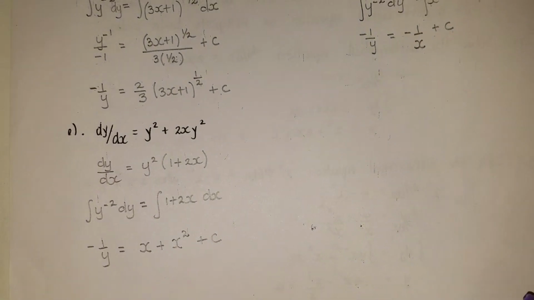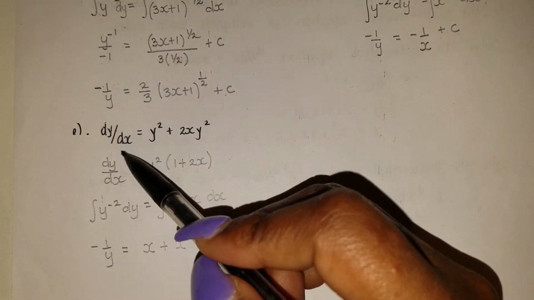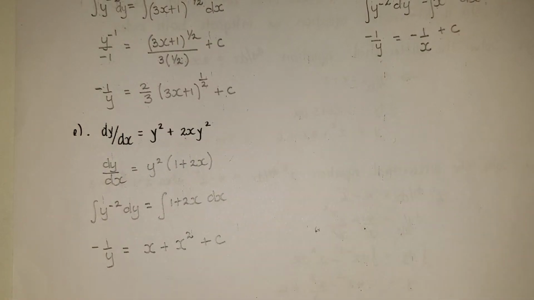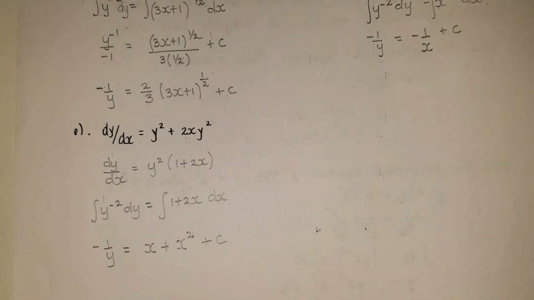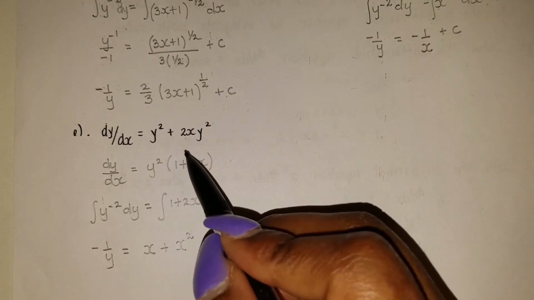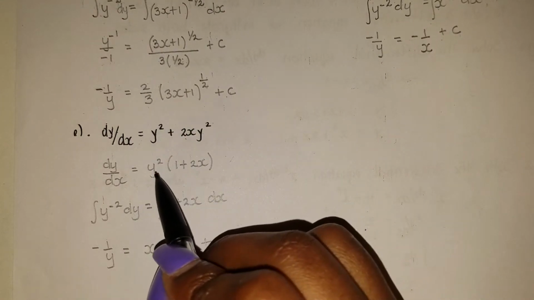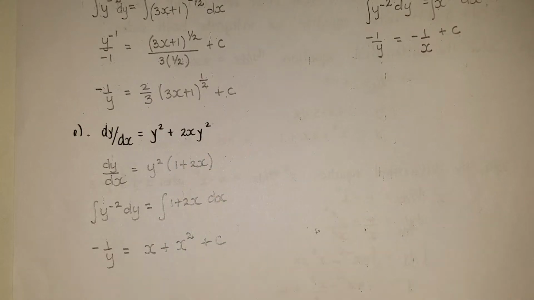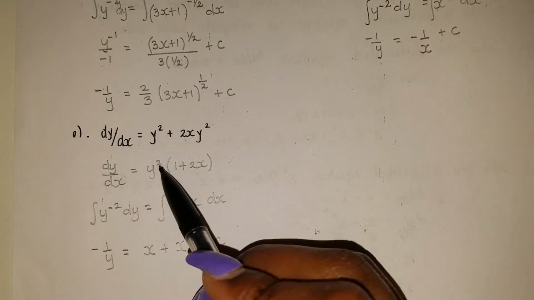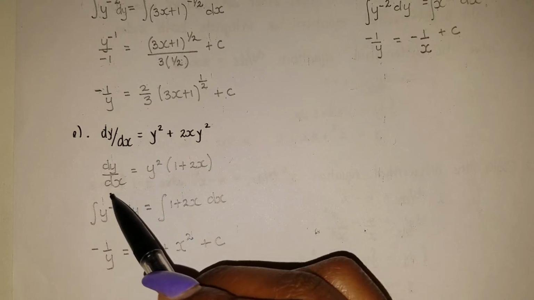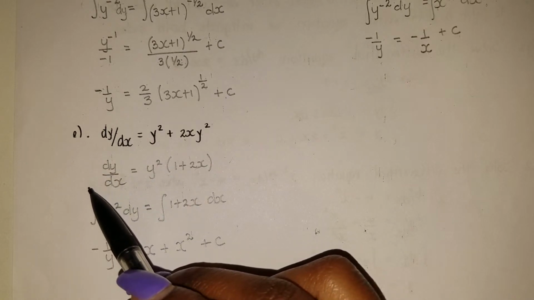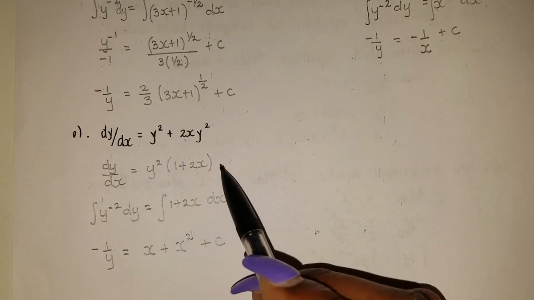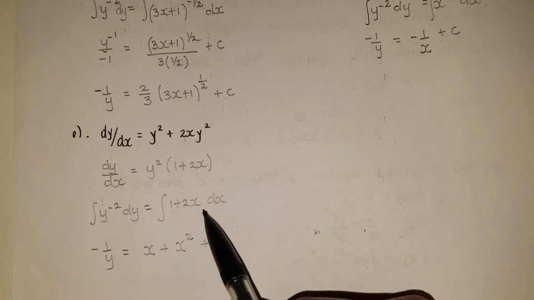Last question. dy dx equals y squared plus 2x y squared. So we have to separate our variables. First, I factor out the highest common factor y squared to be left with 1 plus 2x. Now I can separate. This y squared is brought over as 1 over y squared, gets grouped with the dy, and this dx is brought up next to our 1 plus 2x.